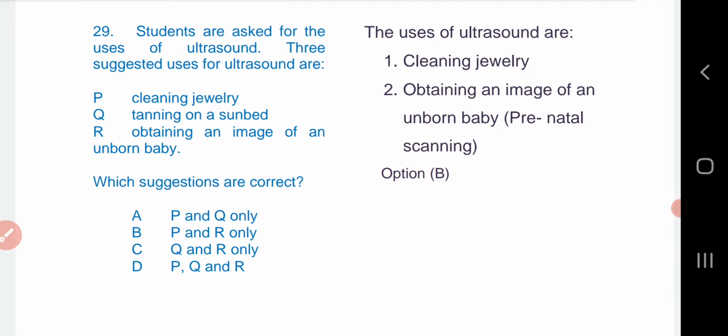Question number 29. Students are asked for the uses of ultrasound. 3 suggested uses for ultrasound are given. Which suggestions are correct? Okay, the answer is, the uses of ultrasound are: number 1, cleaning jewelry; number 2, obtaining an image of an unborn baby. It is also called prenatal scanning, and the answer is option B.